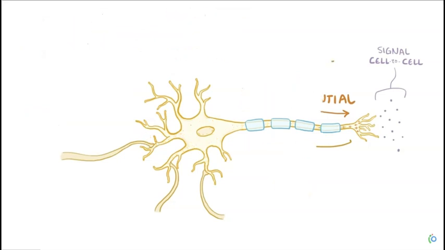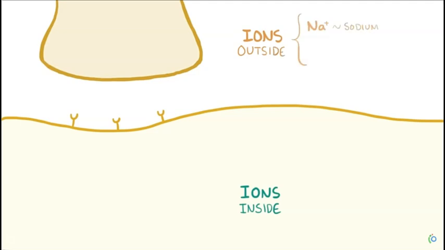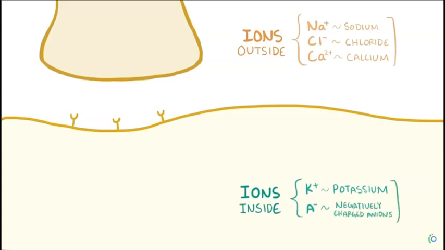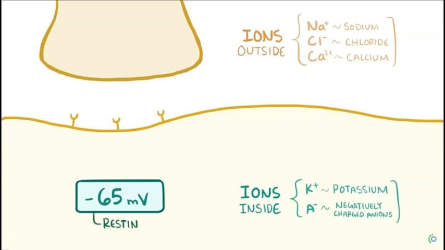But why does a cell have an electrical charge in the first place? Well, it's based on different concentrations of ions on the inside versus the outside of the cell. Generally speaking, there are more Na+ or sodium ions, Cl- or chloride ions, and Ca2+ or calcium ions on the outside of the cell, and more K+ or potassium ions, and A-, which we just use for negatively charged anions, on the inside of the cell. Overall, the distribution of these ions gives the cell a net negative charge of close to negative 65 millivolts relative to the outside environment. And this is the neuron's resting membrane potential.